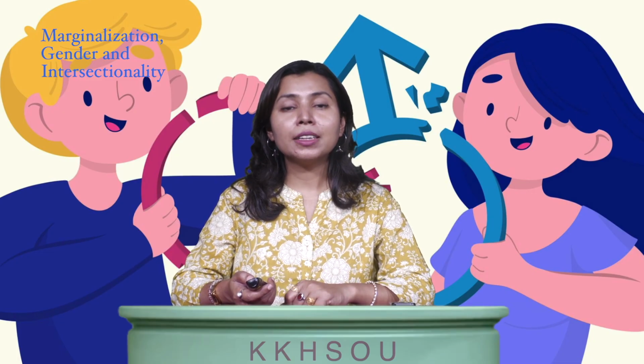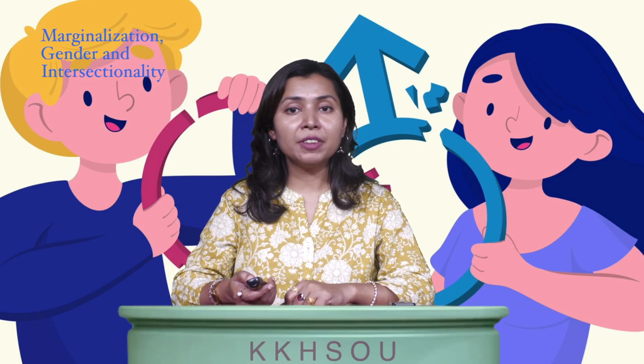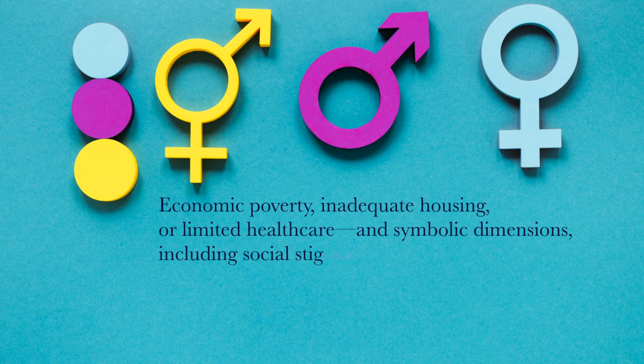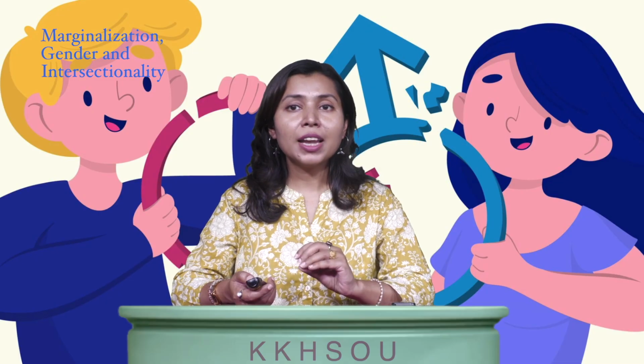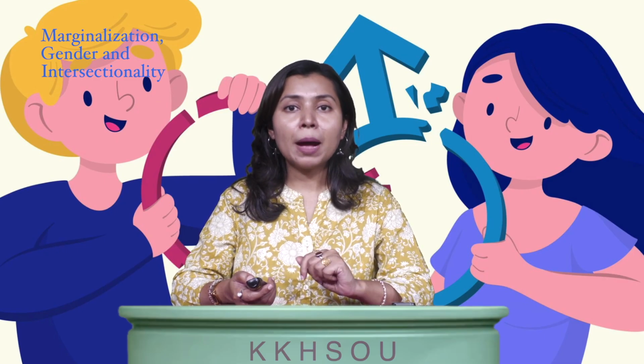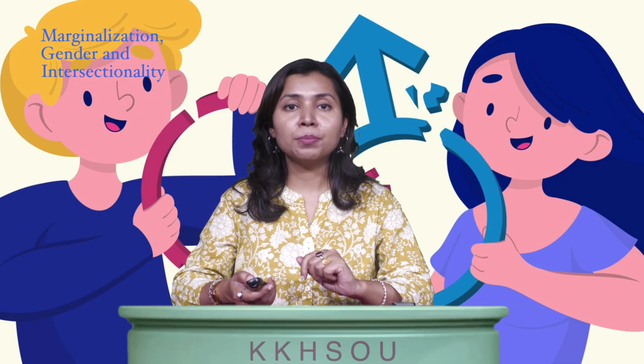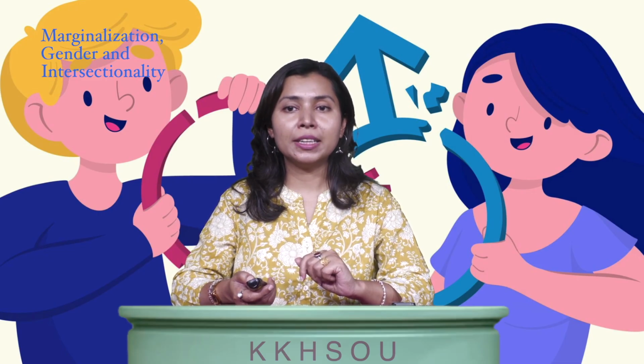This concept encompasses both material deprivation, such as economic poverty, inadequate housing, and limited health care, and symbolic dimensions, which include social stigma, misrepresentation in media, and denial of voice in public discourse. Marginalization is not merely about being different. It involves a power relationship where dominant groups establish norms that position others as inferior, deviant, or less worthy.